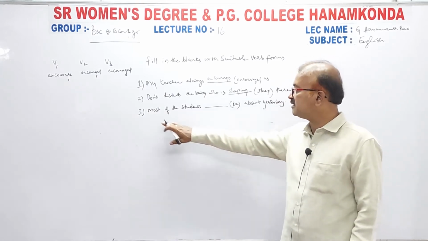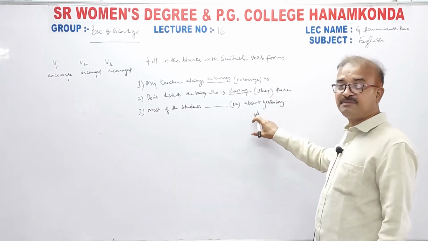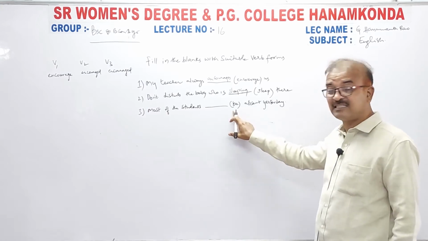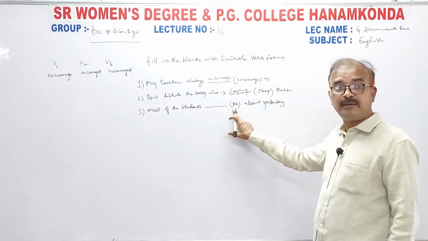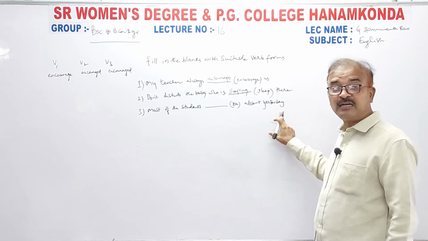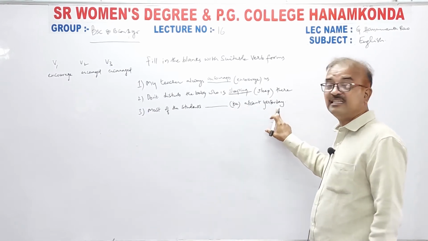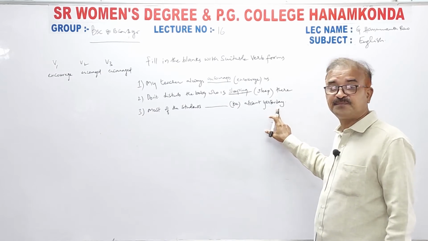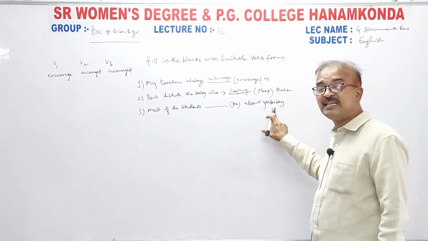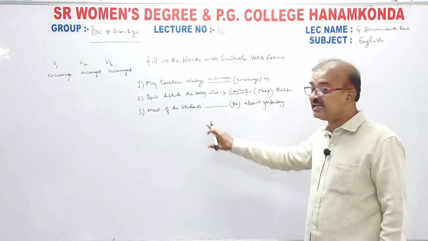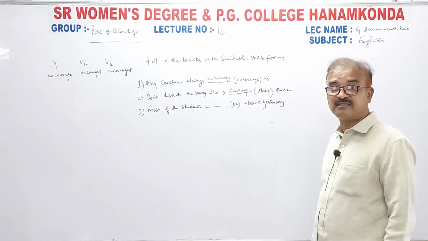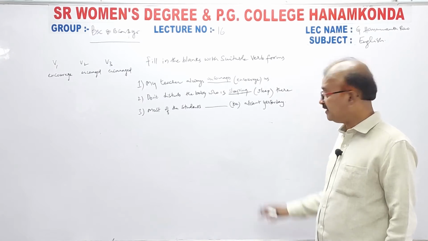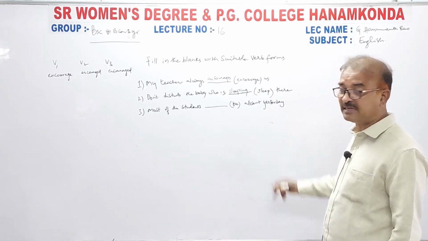Now check this one, girls. Most of the students dash absent yesterday, and in the brackets this is B form. So brackets B form, B-E-B. And here the important thing in this entire sentence is yesterday. This yesterday is an indication that the entire sentence is in past tense.